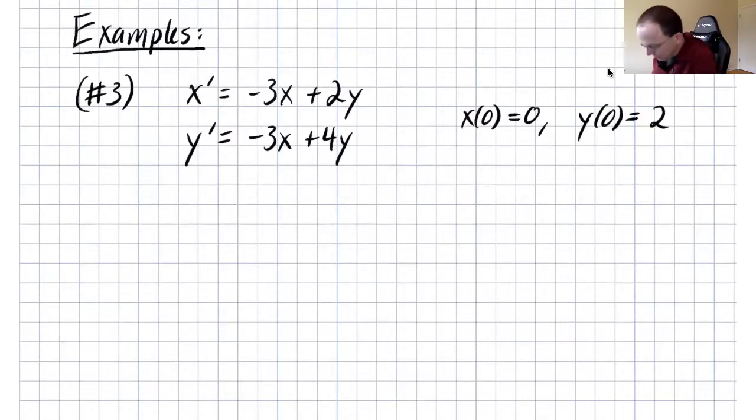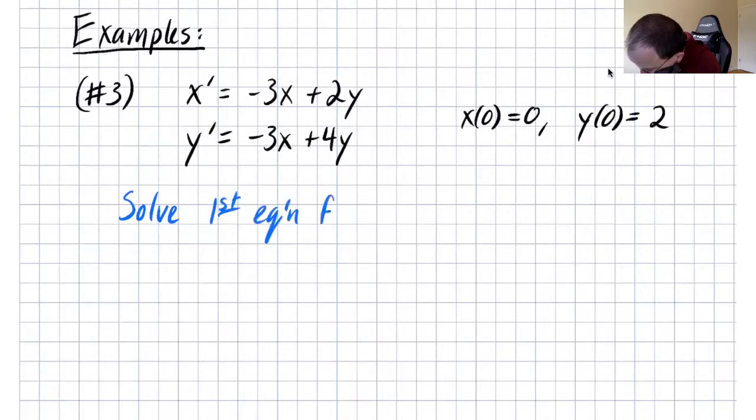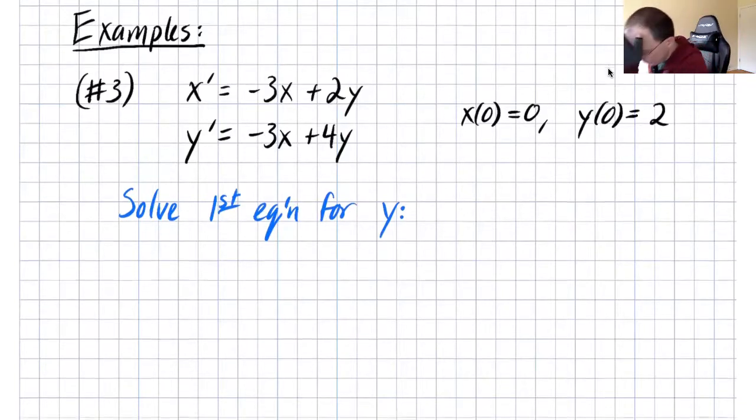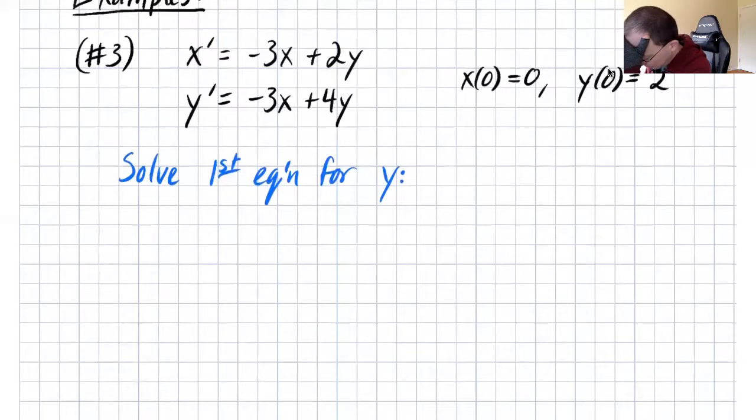Okay, so let's do the first one. So let's say we'll solve the first equation for y. And remember, we could solve the second equation for x. So that's another option, but we'll just do it this way. So we'll solve the first equation for y. So what do we get? We're going to get y is equal to 1/2 x prime plus 3x.